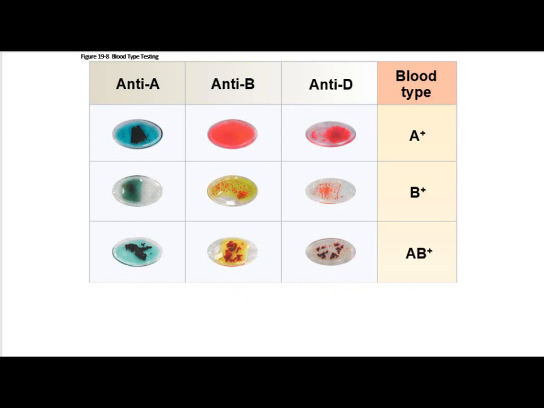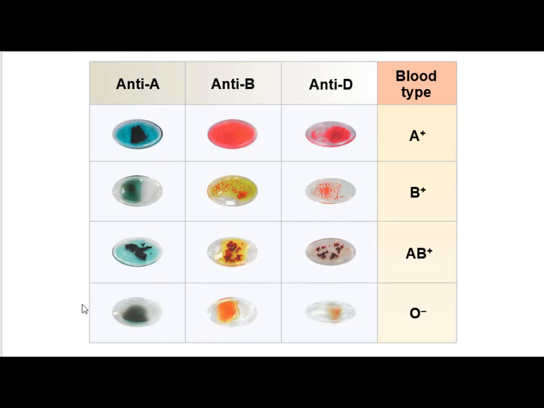And if I keep going and look at the next one, you see no agglutination occurred here, no agglutination occurred here, and no agglutination occurred here. So what type of blood is that? O minus. Because this blood doesn't have antigen D, it doesn't have antigen B, and it doesn't have antigen A. With this, we conclude our video.